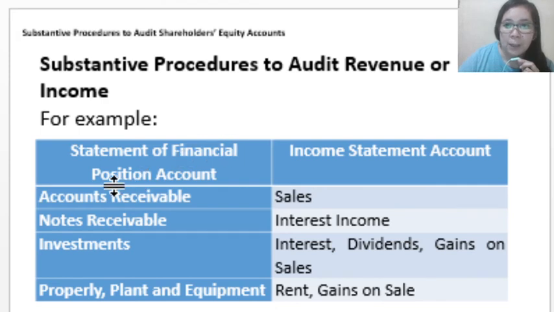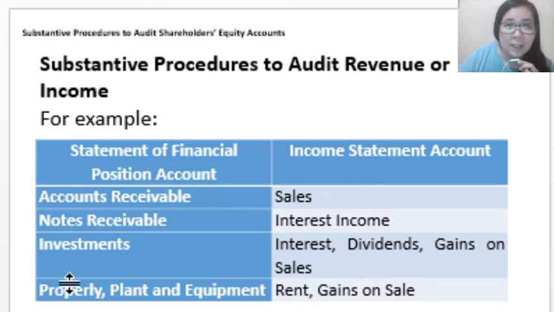For example, in the statement of financial position account, the auditor will audit accounts receivable. So at the same time, he can do the audit for the sales, which is coming from the statement of financial performance or income statement account. For the notes receivable, if the auditor audits this account, he may also simultaneously audit the interest income.